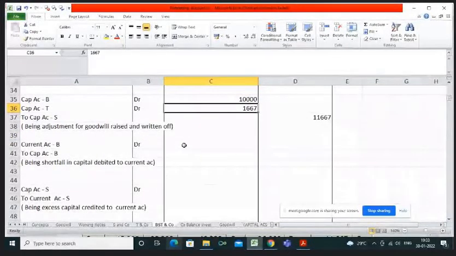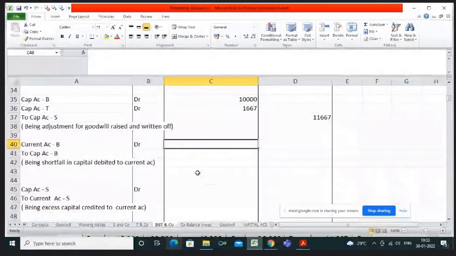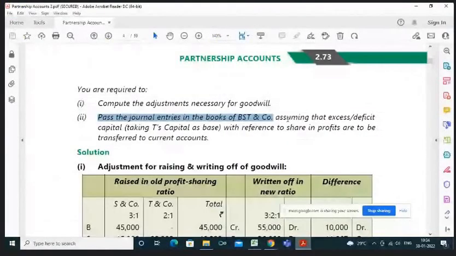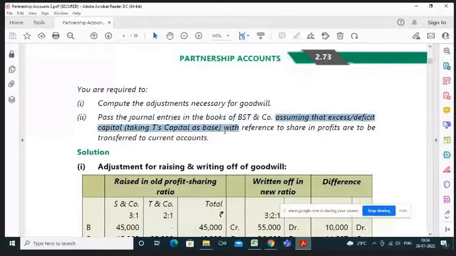Then we have to do the further adjustments. What are the further adjustments? Assuming that excess or deficit capital with reference to share in profits are to be transferred to the current accounts. So whose capital is the base? T's capital is the base. Based on T's capital, we have to rework the capital of B and transfer to the current account.